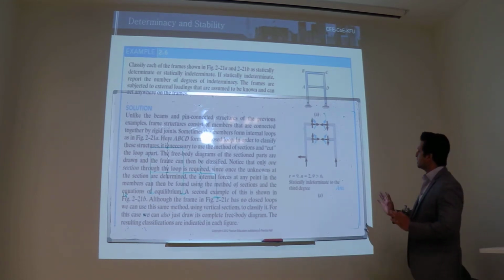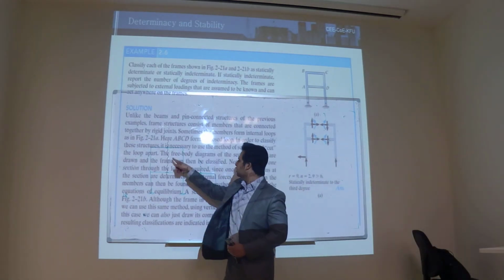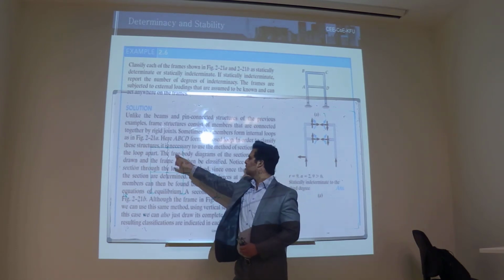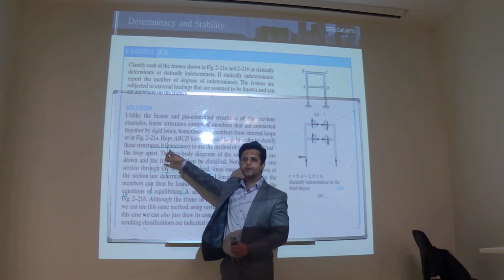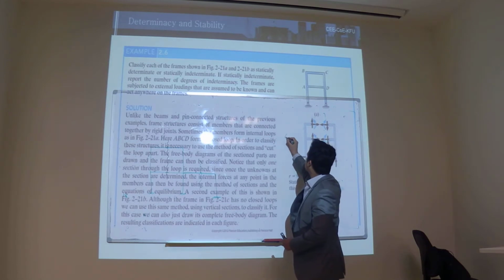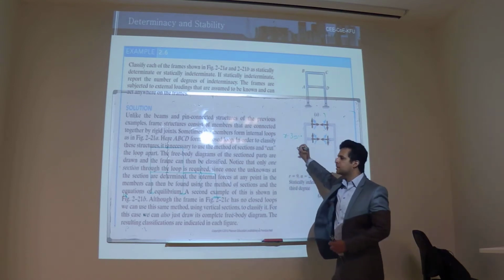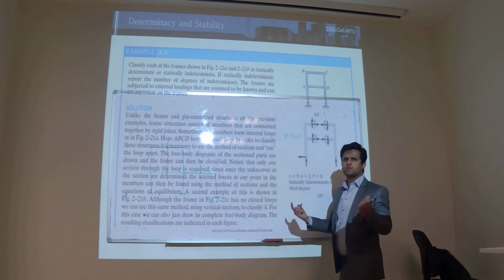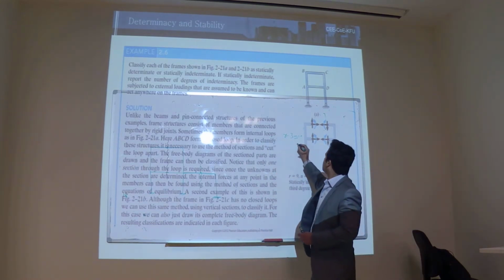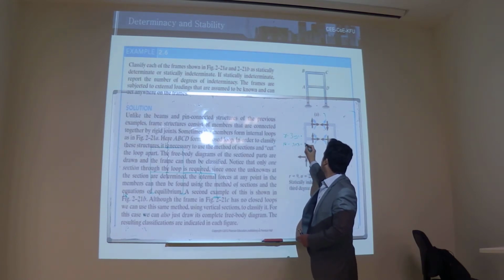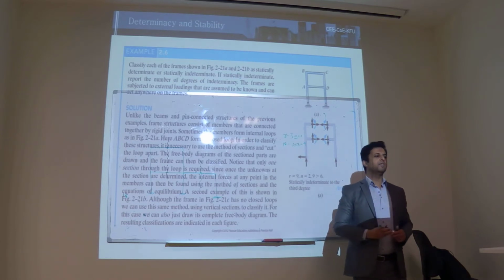In other words, just keep this thing in your mind. There are 1, 2 and 3 members through which your section is passing. So 3 into 3, 9. The equation is the same: R minus 3n, but n is the number of parts through which your section is passing, or you can call the closed loops, 1, 2 and 3. One and the same thing. So 3 into 3, 18 minus 9 will be 9. Its degree of indeterminacy is 9.